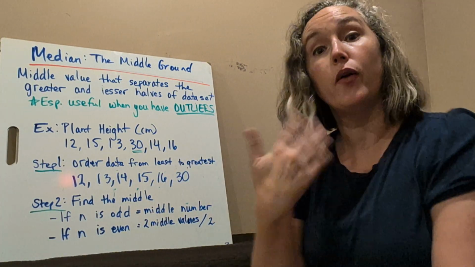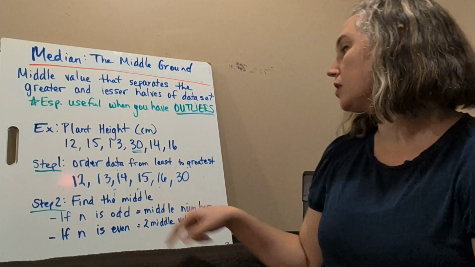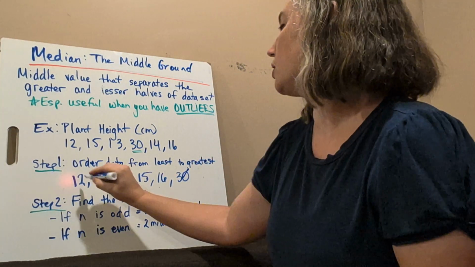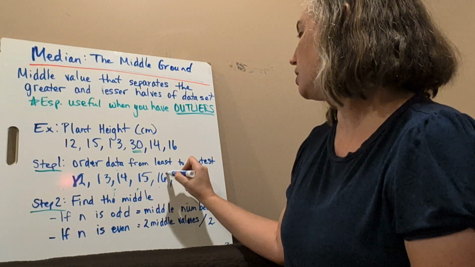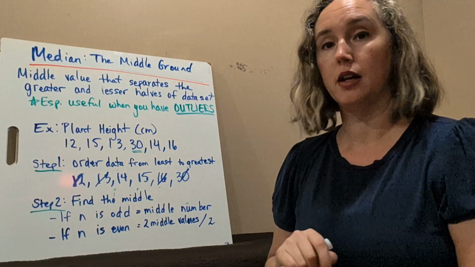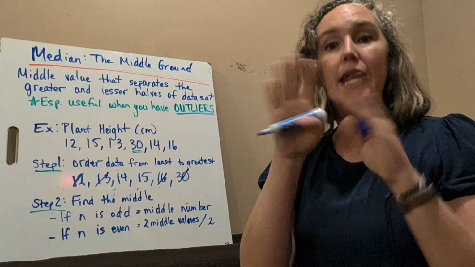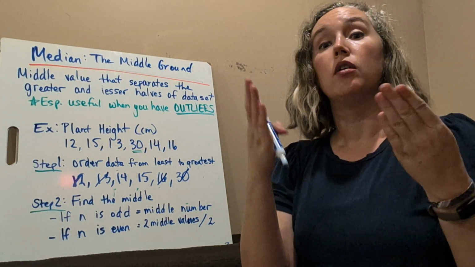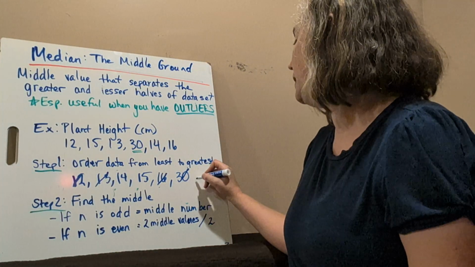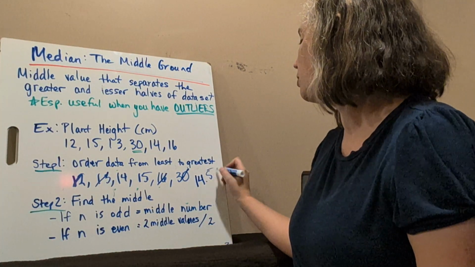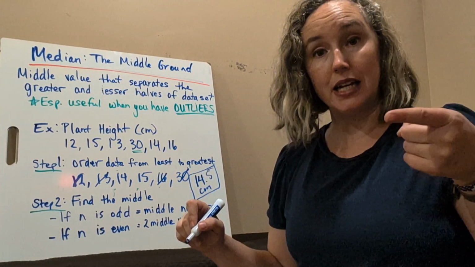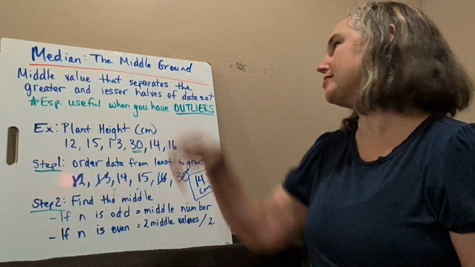But in this case you have an even number, so you're going to do just like before, cross out your least and greatest, or greatest and least, and now I'm down to 2 middle numbers, 14 and 15. Add those two up and divide by 2. So 14 plus 15 is 29 divided by 2. Our median is 14.5 centimeters. So even though 14.5 isn't in the data set, it's still the median.